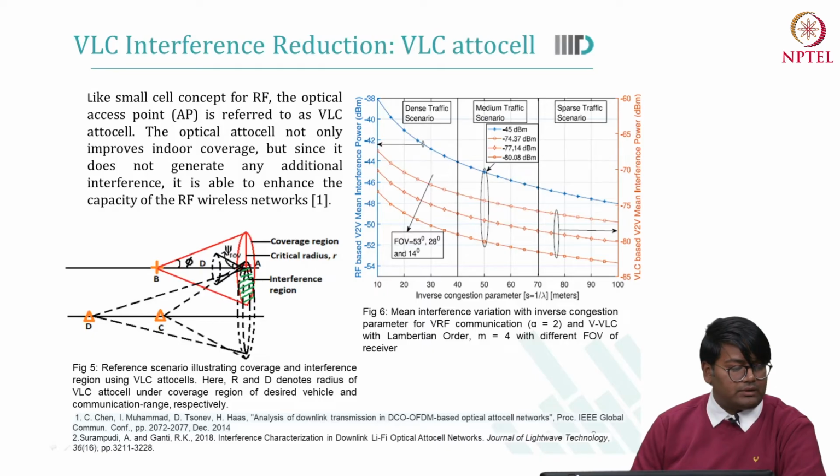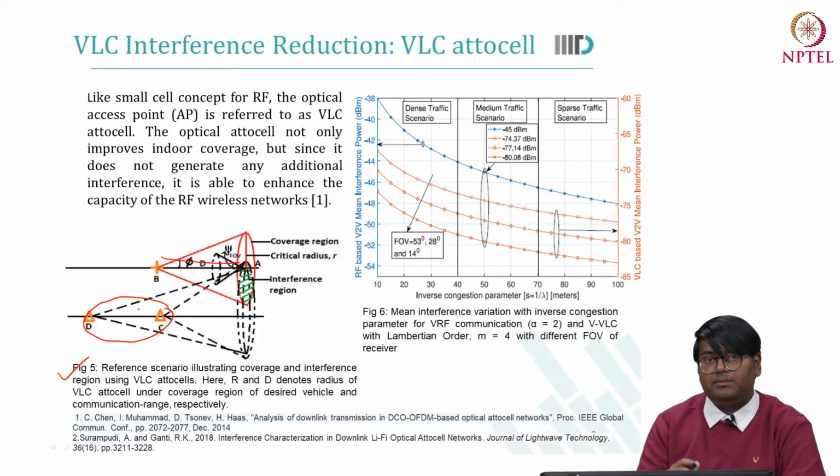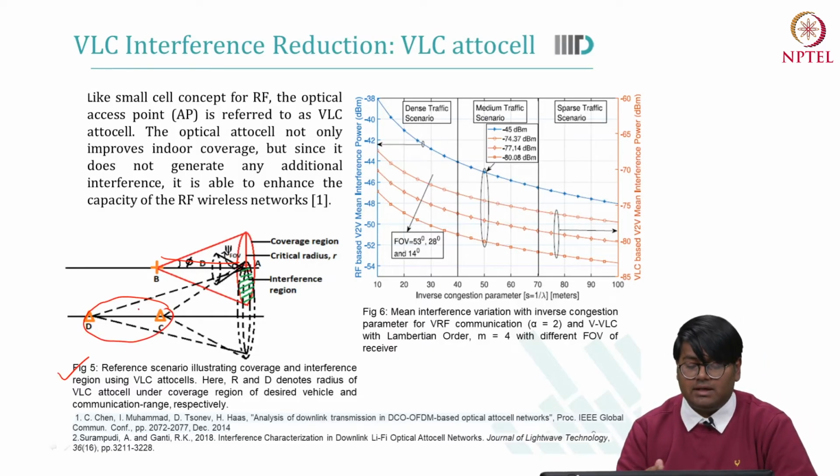We can easily see from this figure 5 the impact of reducing the FOV of the receiver on the average optical power experienced at the typical receiver. So, we have this, our desired communication link, and these are my interferers. We can minimize the impact of interference by reducing the FOV of the receiver.